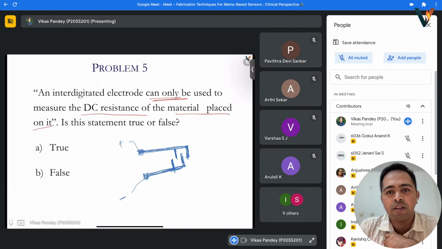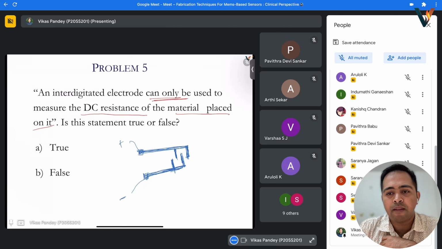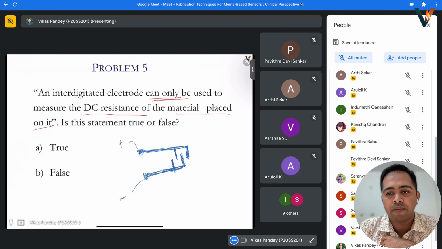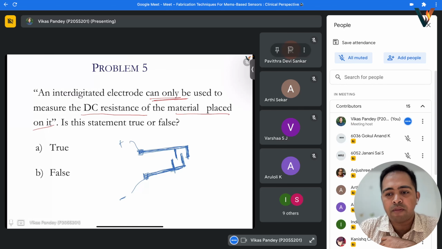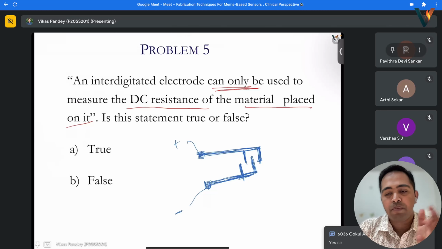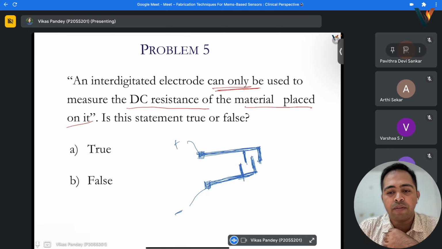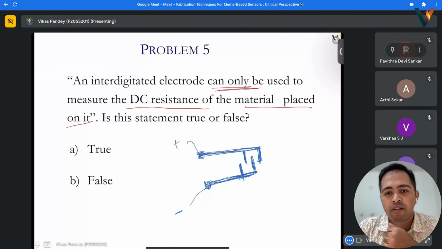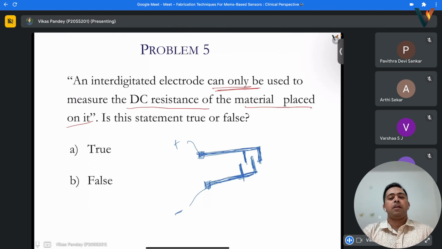Gokul Anand, are you there? Yeah, please speak by unmuting yourself. I cannot see the messages. Hello. Please unmute yourself and speak.